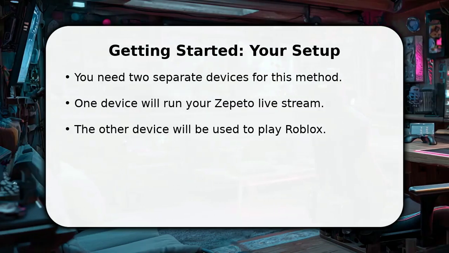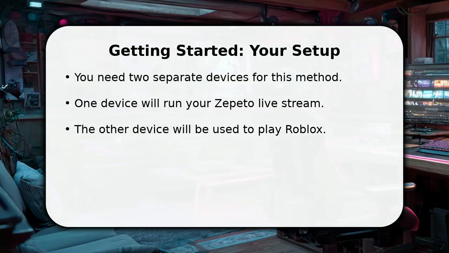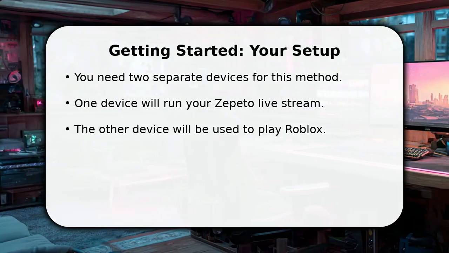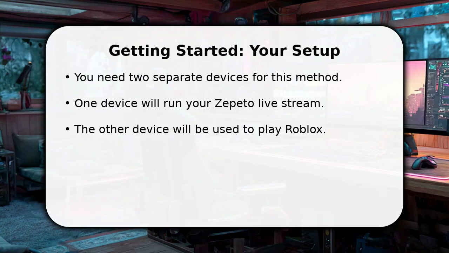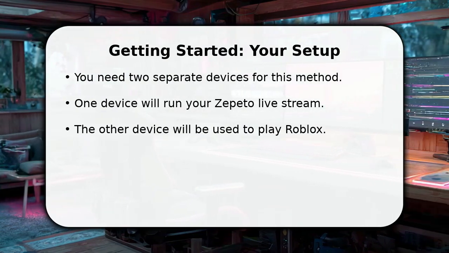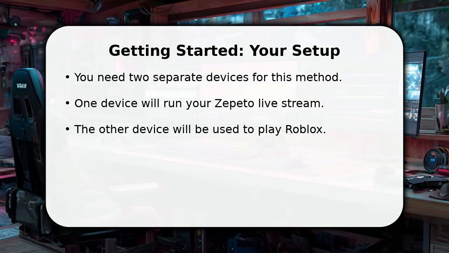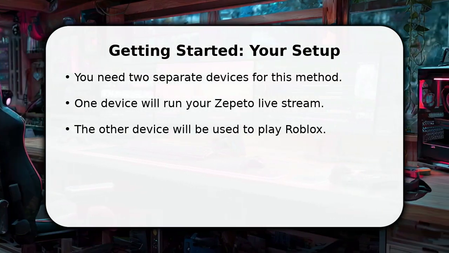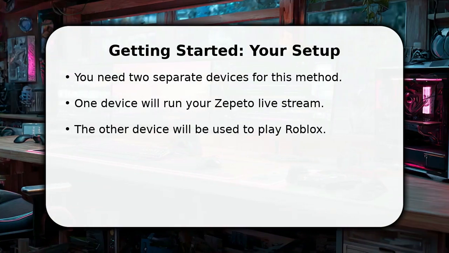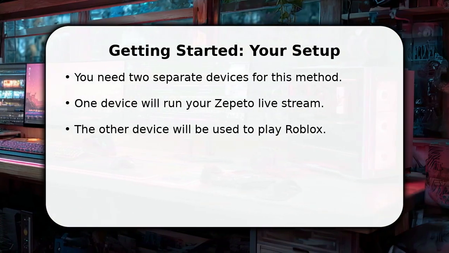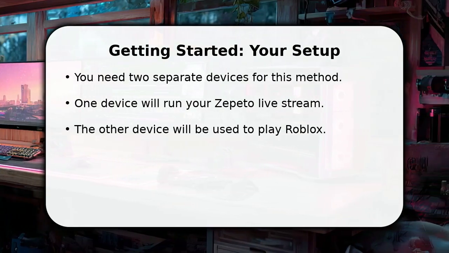In this video, I will explain how to play Roblox while live on Zepeto. To begin, you will absolutely need two distinct devices. One device, perhaps your smartphone or tablet, will host your Zepeto live stream. The second device, which could be another phone or a computer, will be solely dedicated to playing Roblox. Make sure both devices are connected to a very strong and stable internet source before you start anything.